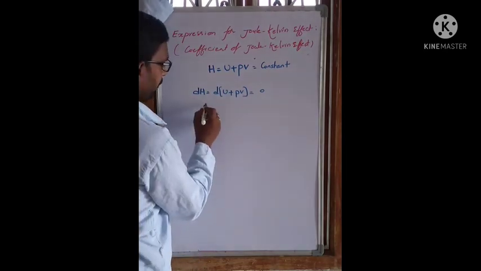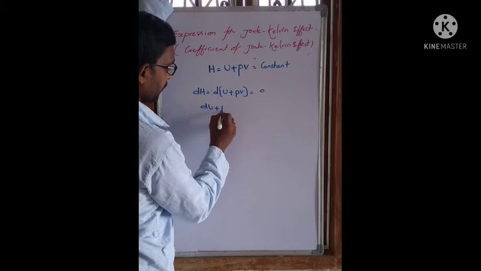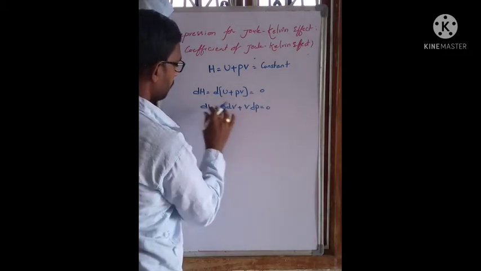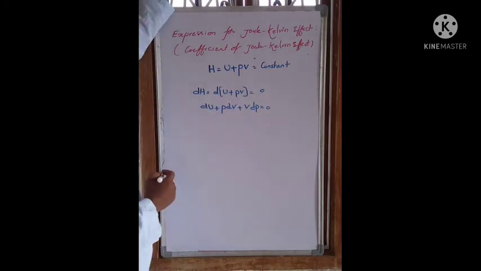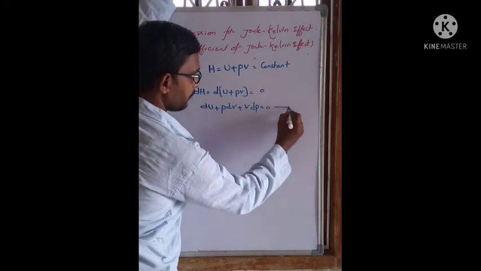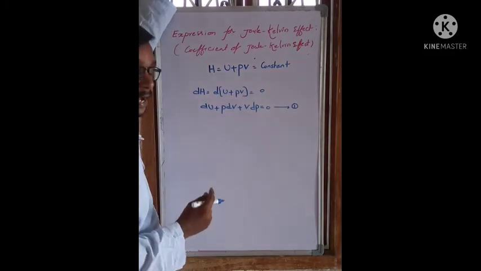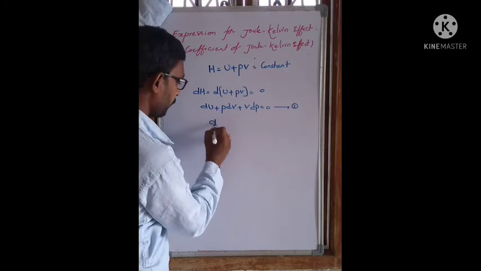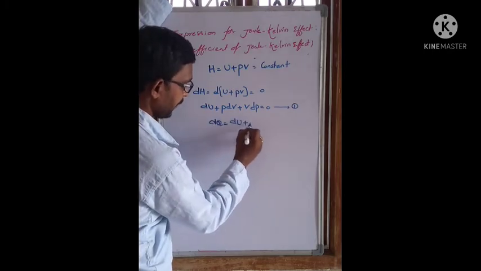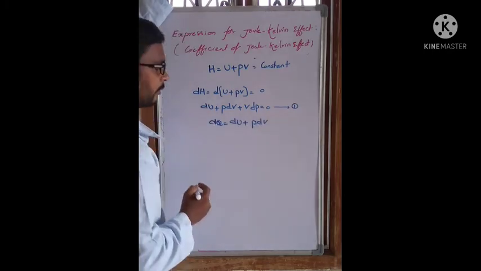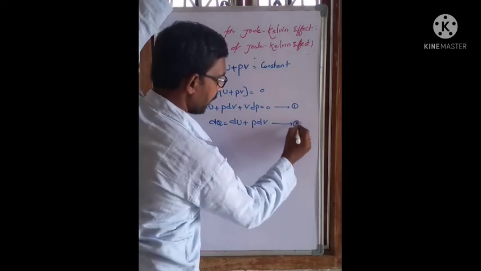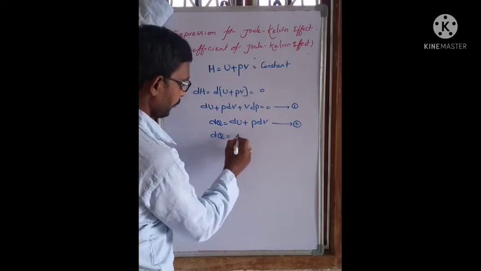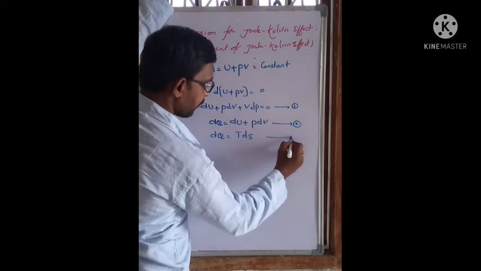Then what do we get finally? We get dU plus PdV plus VdP equal to 0. Let us assume this is equation number 1. According to the first law of thermodynamics, dQ equals dU plus PdV. Assume this is equation number 2. And the second law in terms of entropy gives dQ equal to TdS. So this is 3.